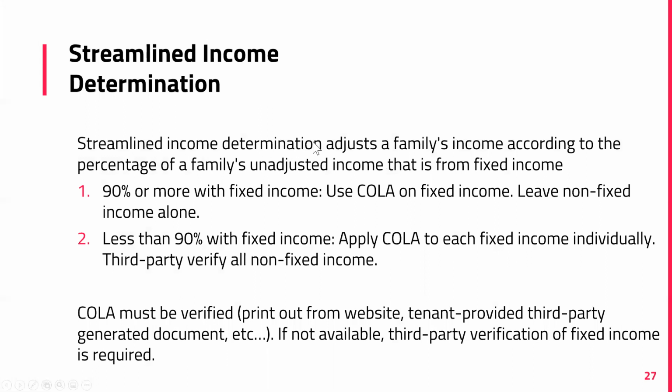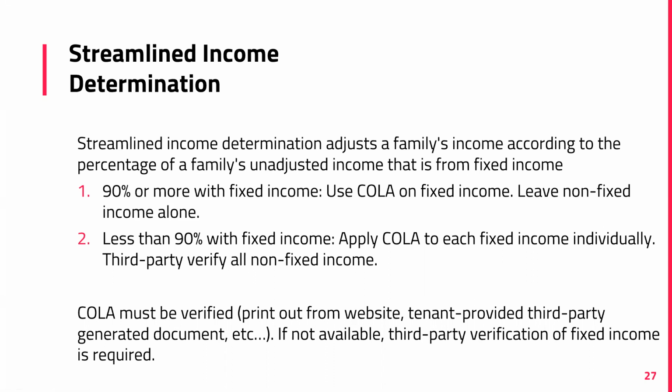The streamlined income determination adjusts based on one of two methods. If 90% or more of the total income from the household, and when I say total, we're talking unadjusted, so before you're taking things out like childcare and medical expenses, if 90% or more of their income is fixed income, we can use COLA on the fixed income, and we're gonna leave all the other non-fixed income alone. We're not gonna make adjustment on that at all.